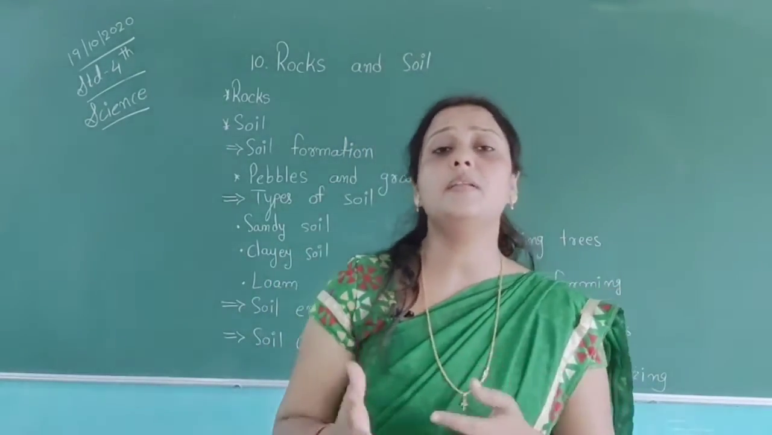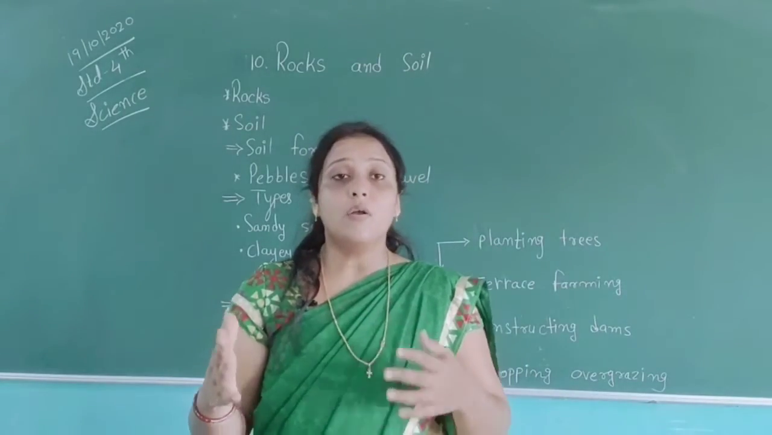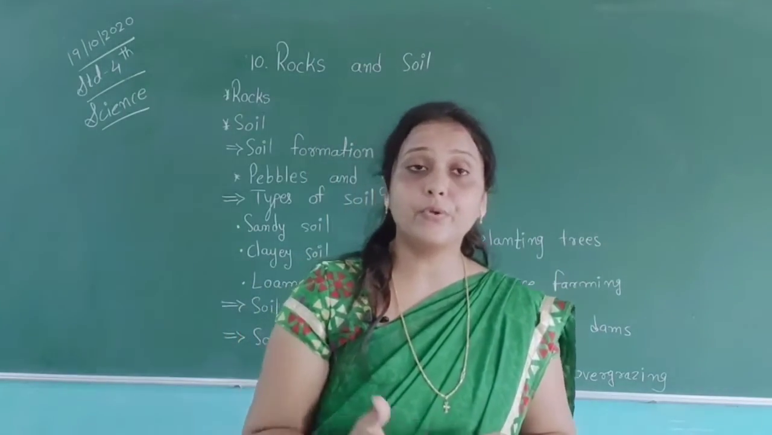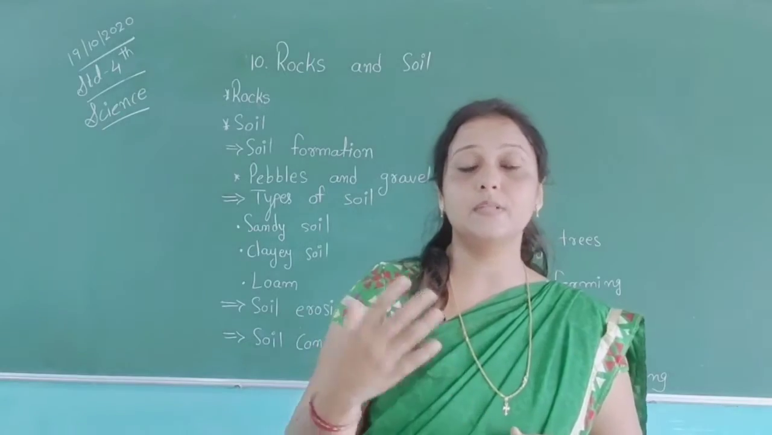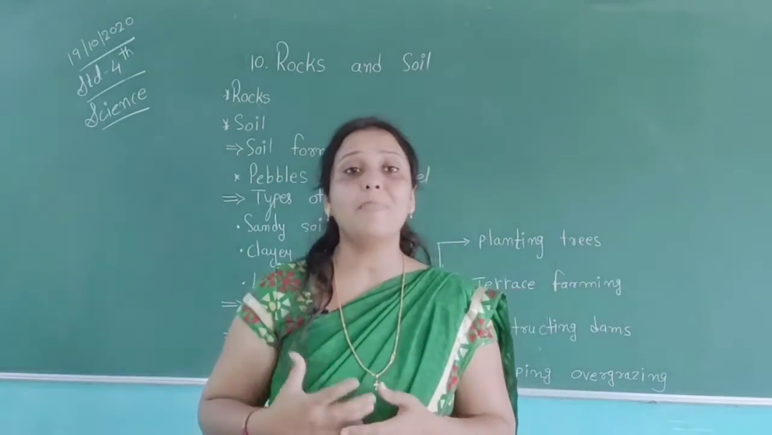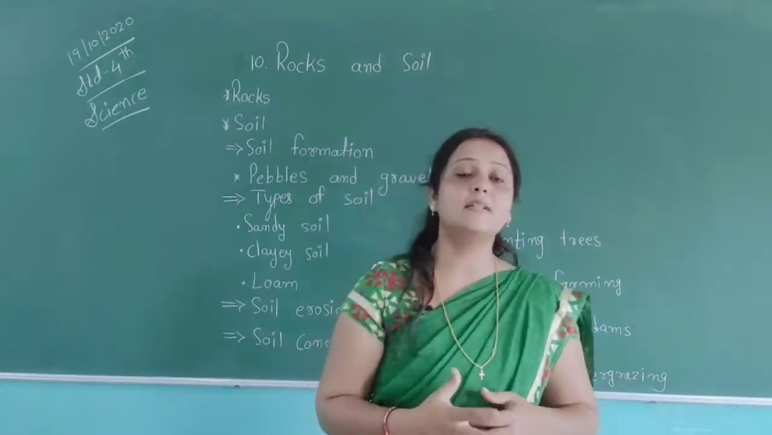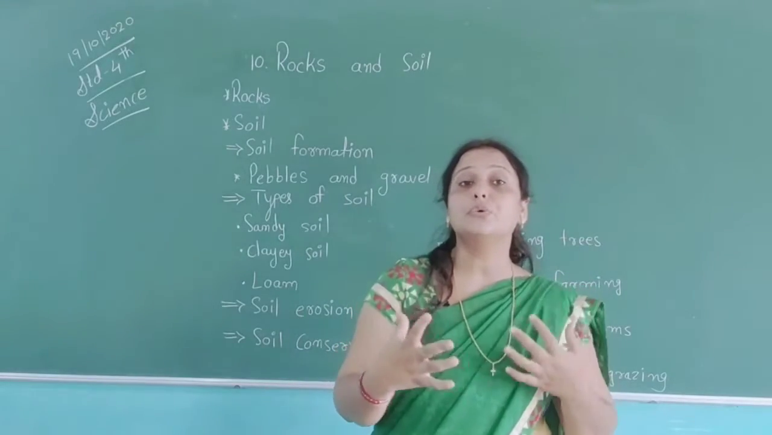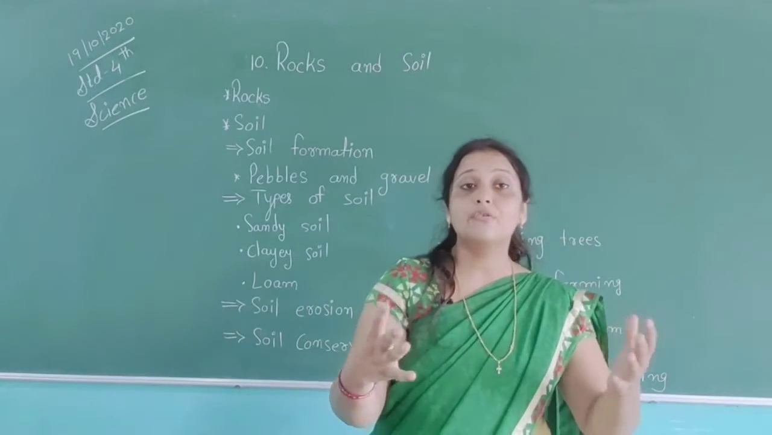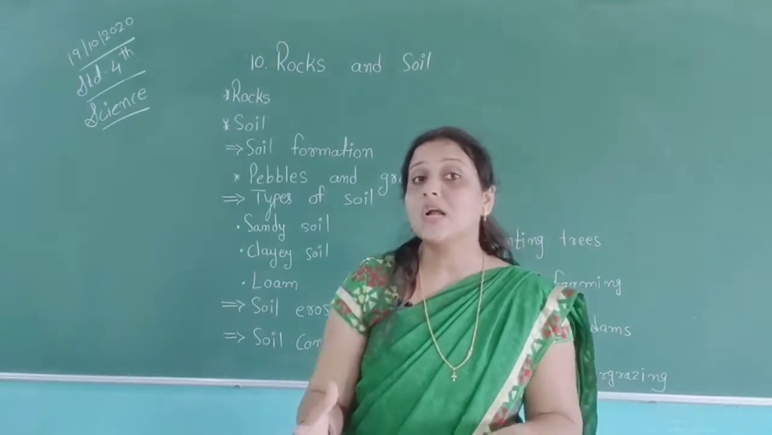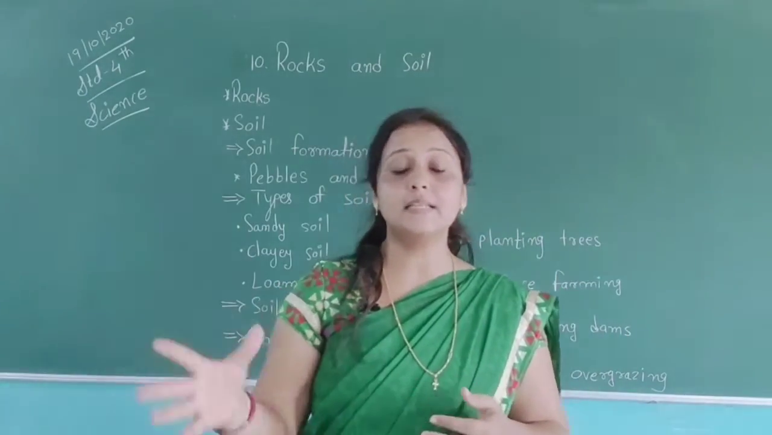When we want any type of food, how will we get this food? We get food from the plants. And where do the plants grow? The plants always grow on land using the soil. So soil is very useful to us in this way also.